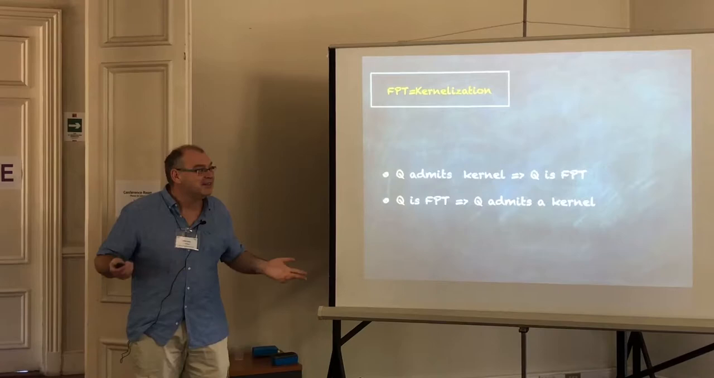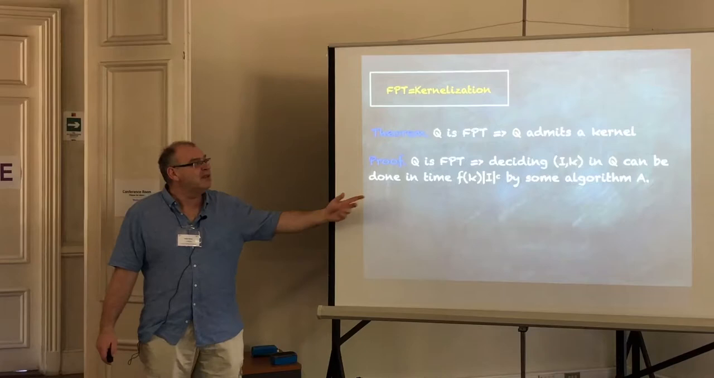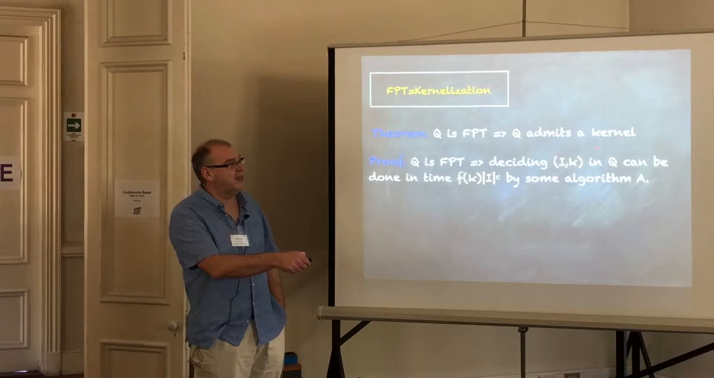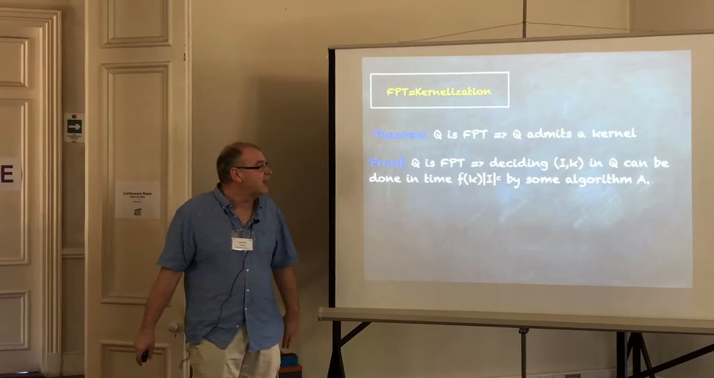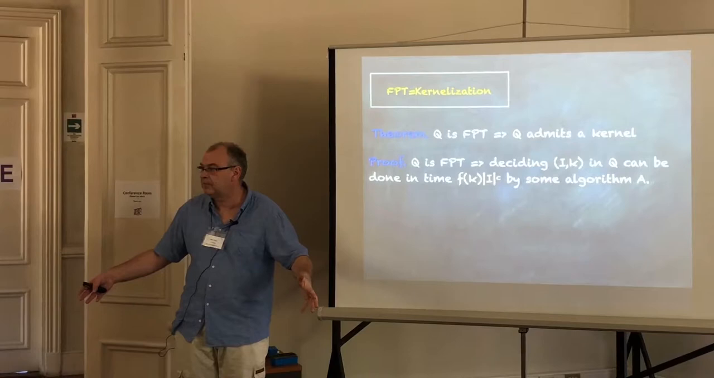So the proof is the following. I have a theorem. If Q is FPT, then Q admits a kernel, right? Okay, what does it mean that problem Q is fixed parameter tractable? It means that deciding, so I take any instance (I, k), deciding if the string belongs to Q can be done in time some function of k times |I|^c, where c is some constant, right? f(k) times a polynomial of the input size. Definition of FPT. So there is some algorithm doing this.